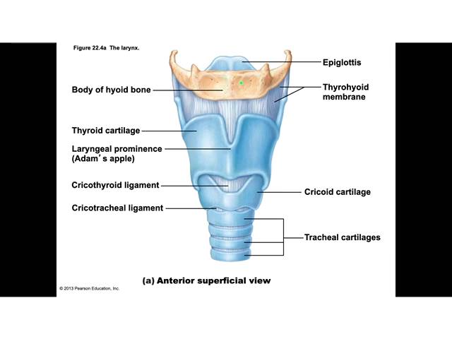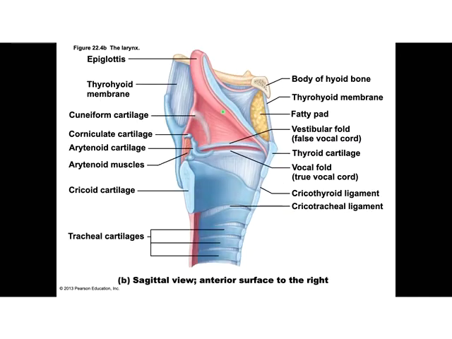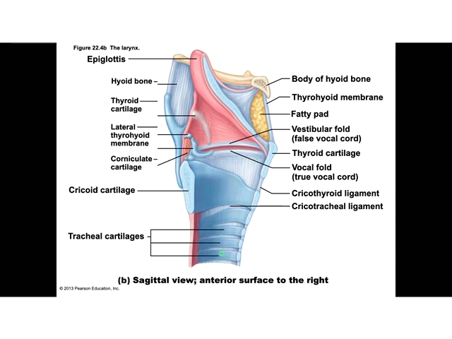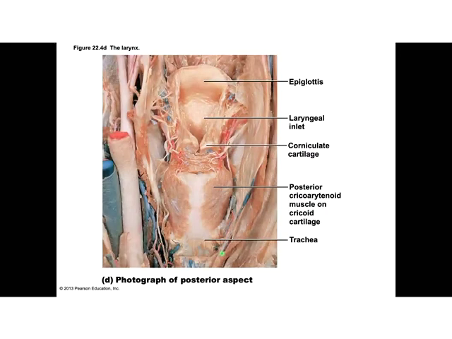Okay. And there it is from the side, and from the side you can see the arytenoids, okay, and you can see the corniculate, and then you can see the cuneiform here in the lateral wall, and there is your vestibular fold, that's your false vocal cord, and there is your true vocal cord here. This is what produces the sound, okay, and then those are your tracheal cartilages. And there it is in a dissection. And there it is with soft tissue covering it, right?